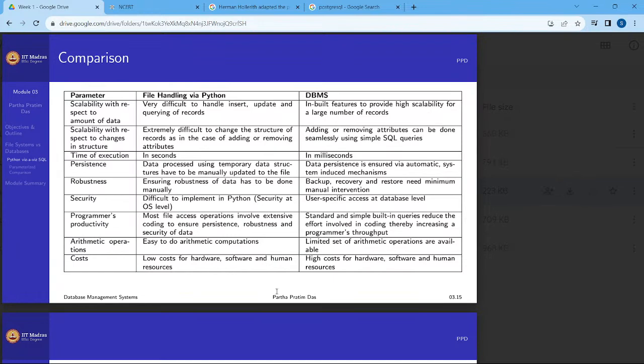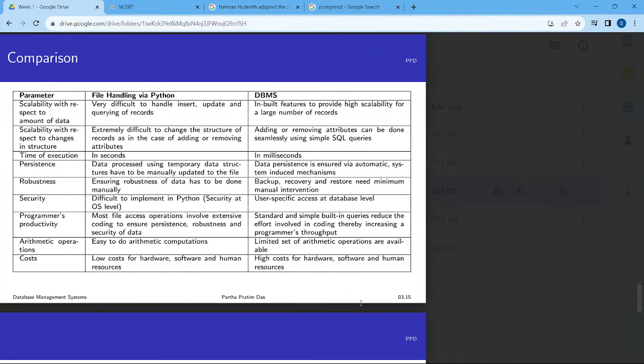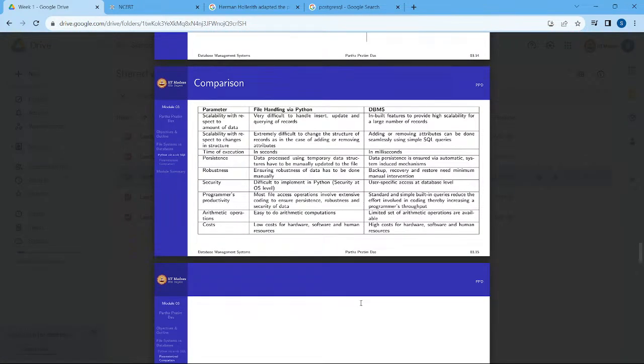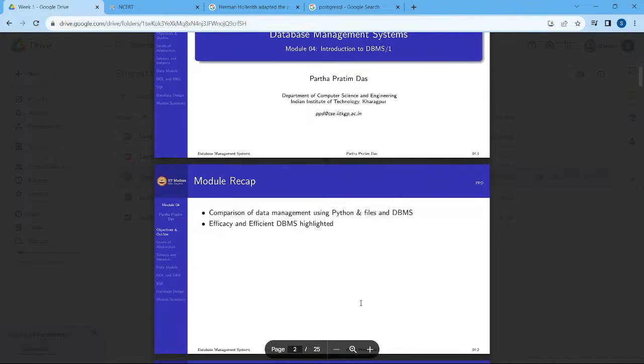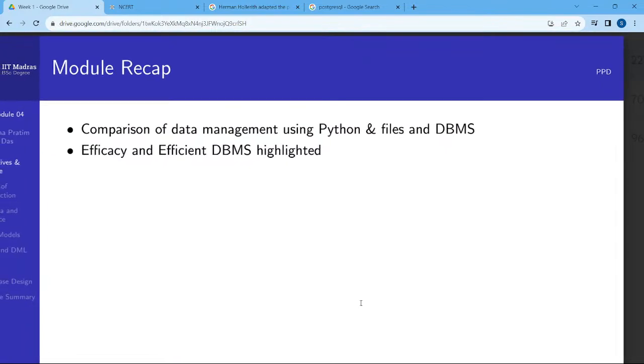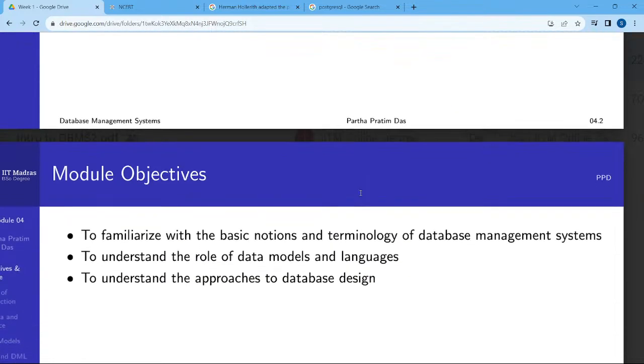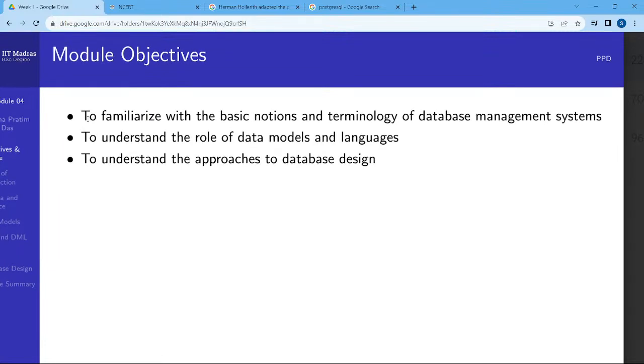Let's jump to this. The fourth PPT. Module recap. Let's not go to the module recap. What are the objectives of this PPT? To familiarize with basic notations and terminologies used in database management systems. The second one is to understand the role of data models and languages, and the third one is to understand the approach to database design.